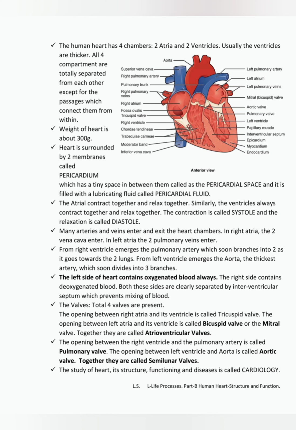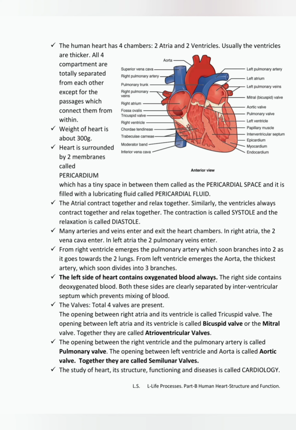The heart is surrounded by two membranes called the pericardium, which has a tiny space in between them called the pericardial space, and it is filled with a lubricating fluid called pericardial fluid.